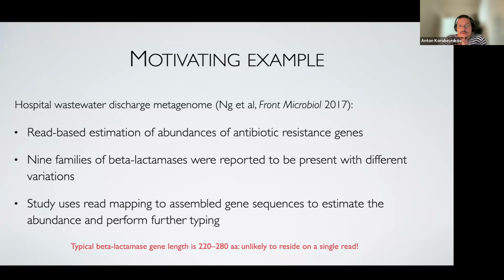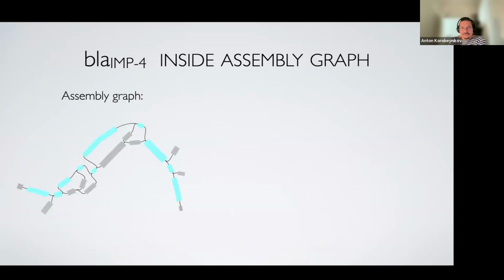In that particular paper, 9 families of beta-lactamases were reported to be present in the sample with different variations. The study used read mapping to assembled gene sequences to estimate abundances and perform further typing, like what the particular beta-lactamase is. The problem here is that a typical beta-lactamase gene is around 200 amino acids, meaning that if your input is ordinary short reads, it's unlikely to reside on a single read. Then the reliance on the assembly is crucial here.